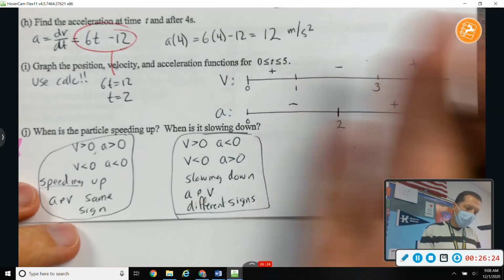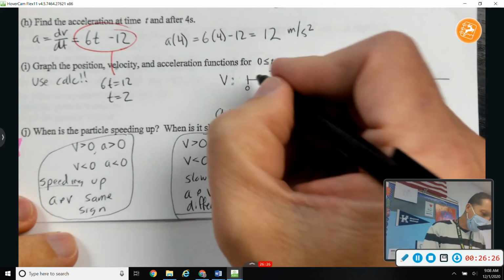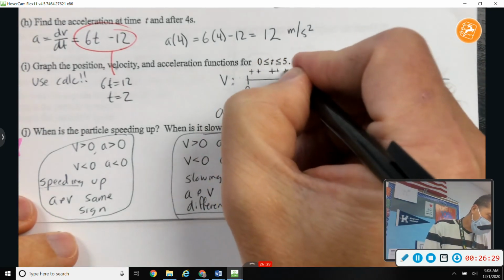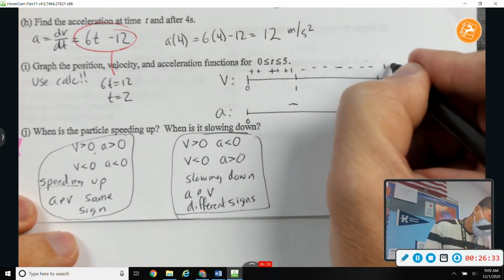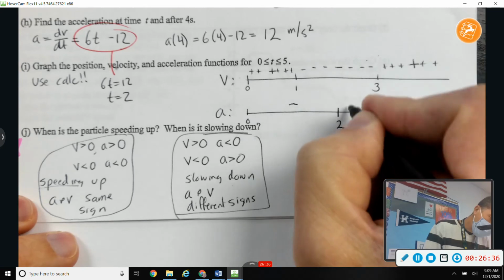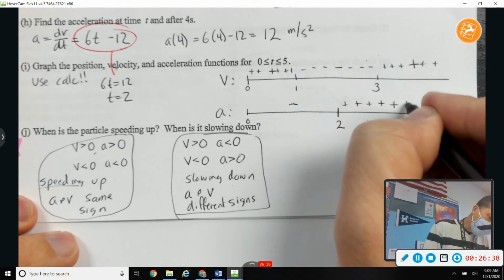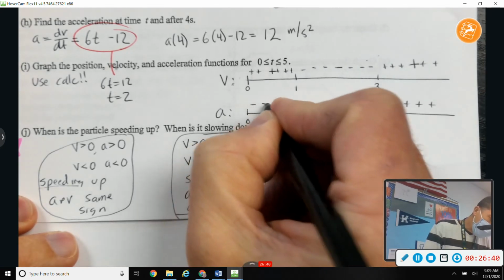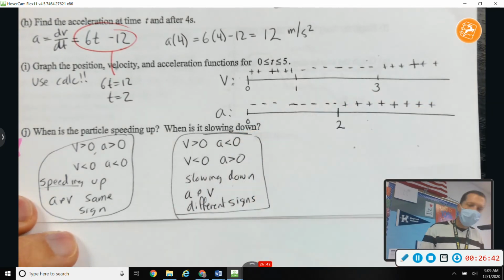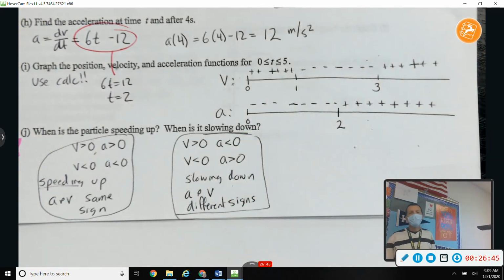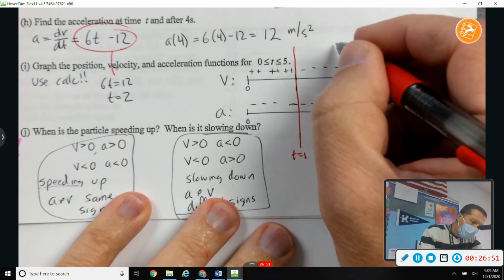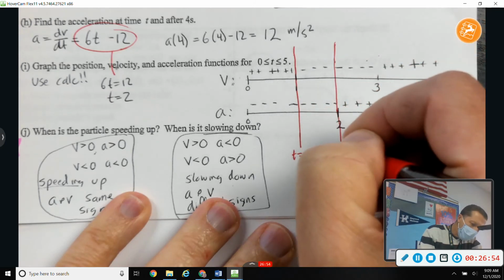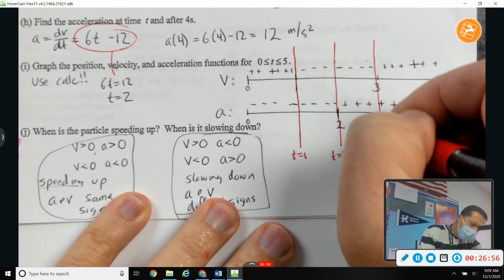Now, some people can look at the graph like that and figure out what's going on. I kind of overdo it and put pluses everywhere it's plus and minus everywhere it's minus, because then I think it's easier for me to tell. I mean, maybe this is overkill, but to me that helps me see what's going on. So something's happening at t equals 1, something changes at t equals 2, and then there's another change at t equals 3.